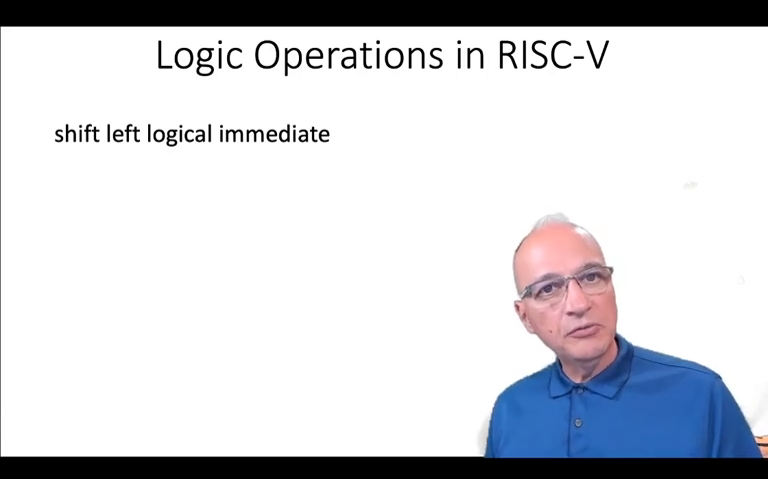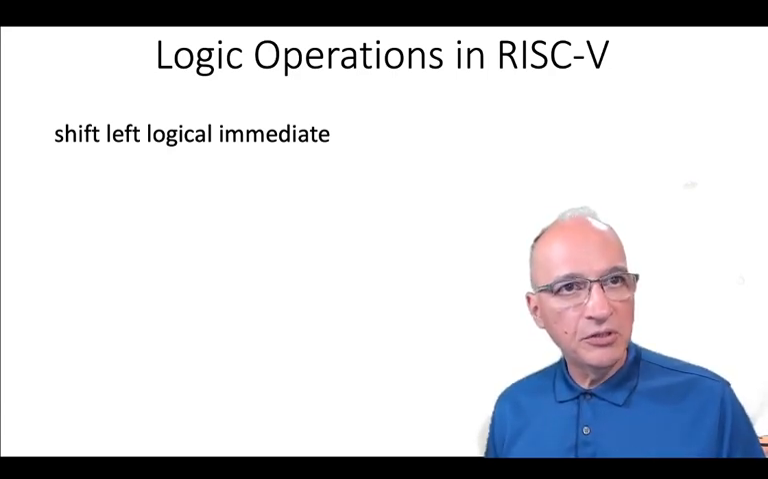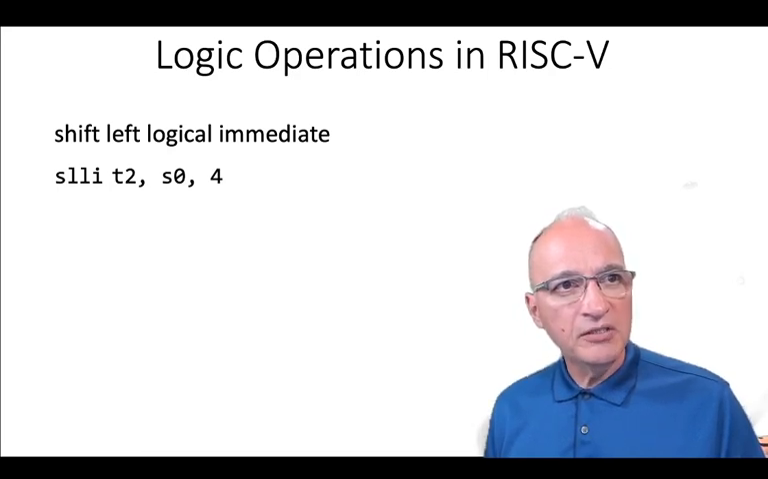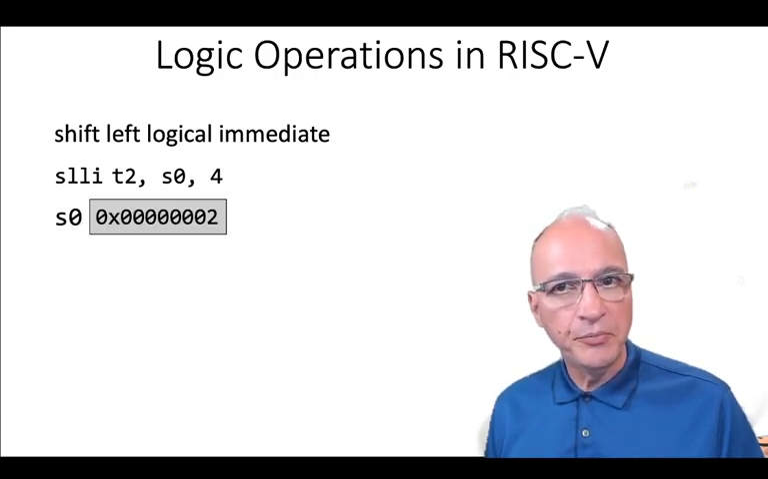The first instruction that we'll look at is the shift left logical immediate operator. This instruction is called the SLLI instruction, and it has a source register. In this example, we are using S0, and it has an immediate value. In this example, it is the number 4, and it has a target register. Here we are using T2.